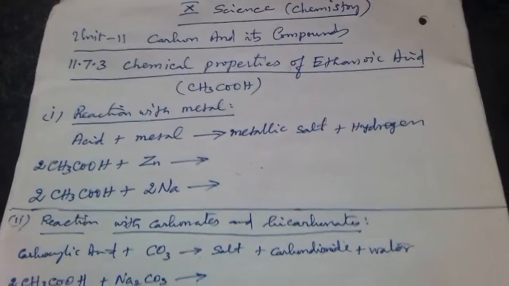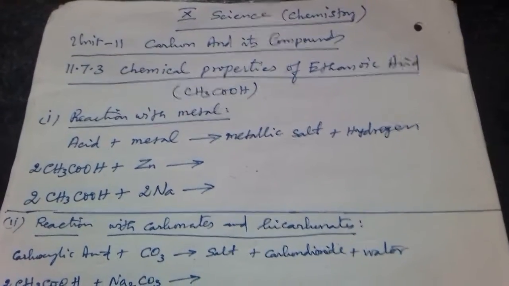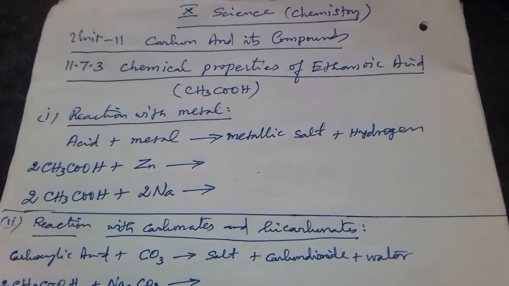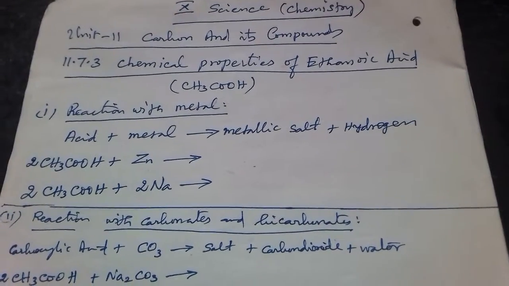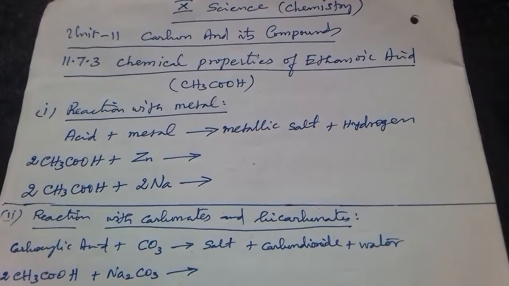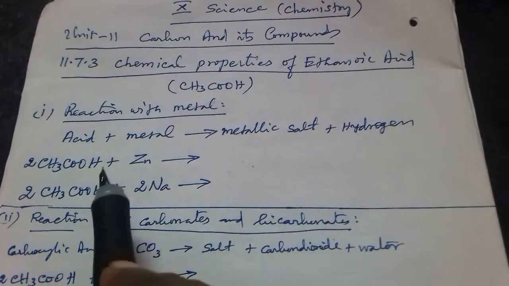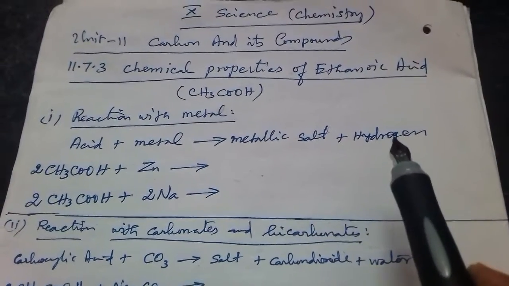Yes, dear students of 10th standard, now we are going to discuss the chemical properties of ethanoic acid, which is unit 11.7.3. Its formula is CH3COOH, and the first reaction is the reaction with metal. So basically you have to understand, whenever an acid reacts with a metal, a metallic salt and hydrogen are formed.